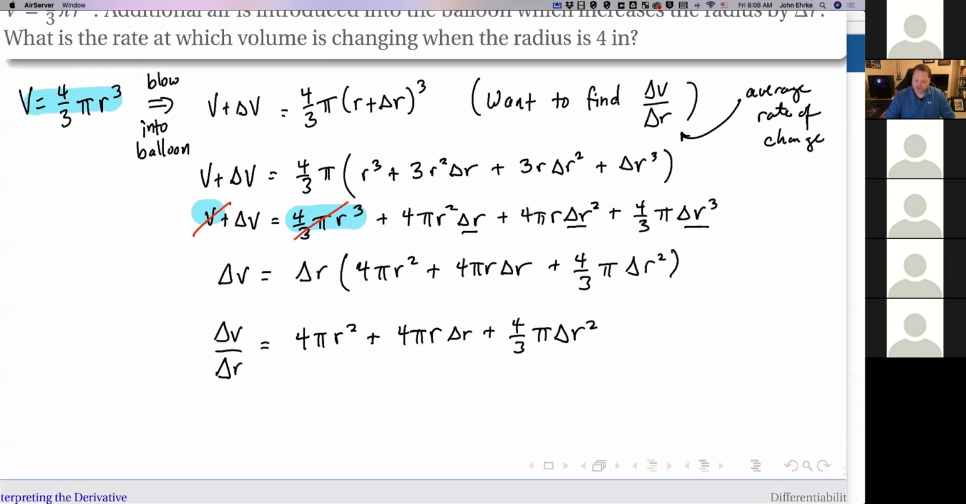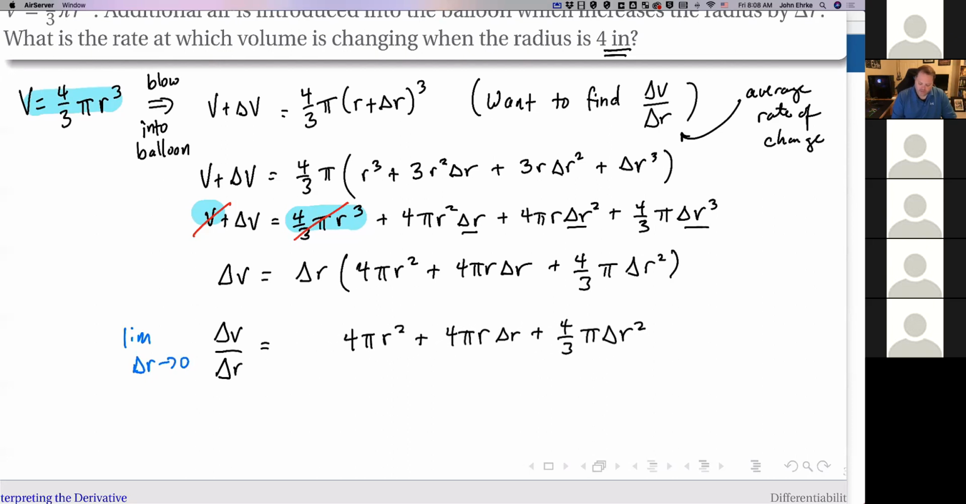But to get the value precisely at 4 inches, I need to create an instantaneous change. And that's where we accomplish that via the limit. So I want to look at the limit of this as delta R approaches 0. And then I'm going to evaluate this. Let me put that here. Because I'm wanting the change to go down to nothing so that it's an instantaneous change. I'll have to do that on the other side as well. So you have to take the limit of both sides.